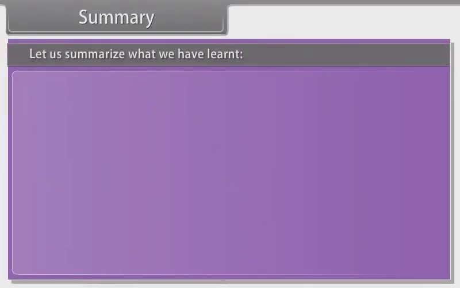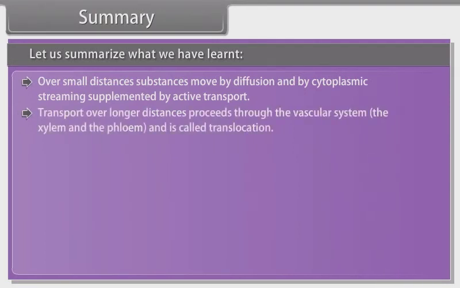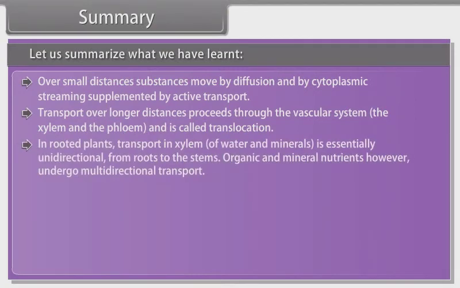Summary. Let us summarize what we have learnt. Over small distances, substances move by diffusion and by cytoplasmic streaming supplemented by active transport. Transport over longer distances proceeds through the vascular system and is called translocation. In rooted plants, transport in xylem is essentially unidirectional from roots to the stems. Organic and mineral nutrients, however, undergo multidirectional transport.